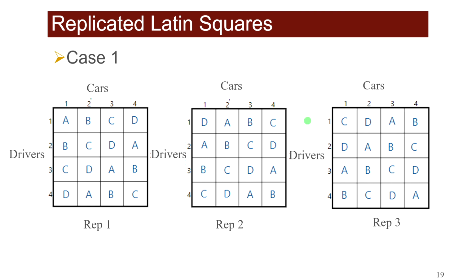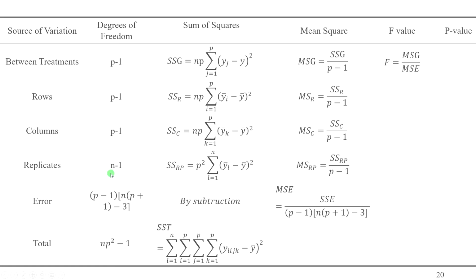There are three situations on how we do the replication. The first one is that we use the same row and column levels. In the car pollution example, we use the same 4 cars, so car 1, 2, 3, 4, and the same 4 drivers, 1, 2, 3, 4, and replicate the experiment using these 3 Latin squares. In this case, with n replications, the ANOVA table is shown on this slide.